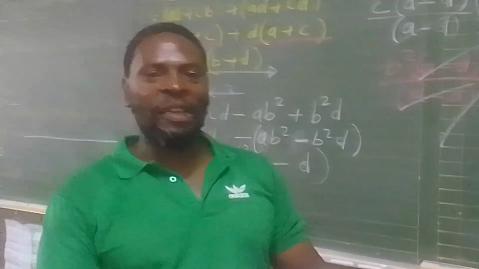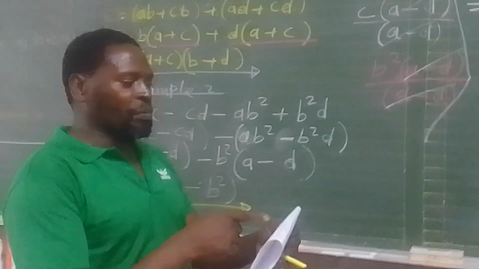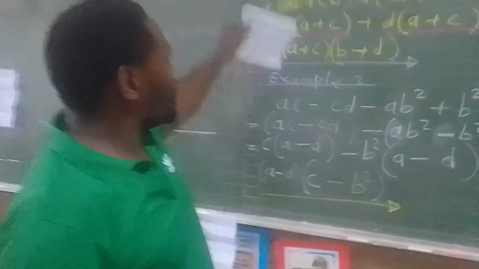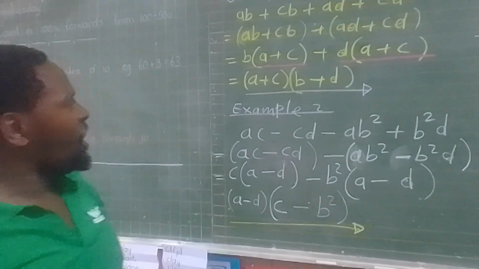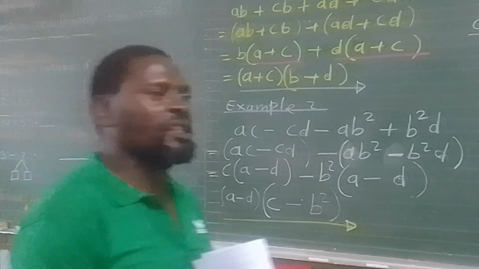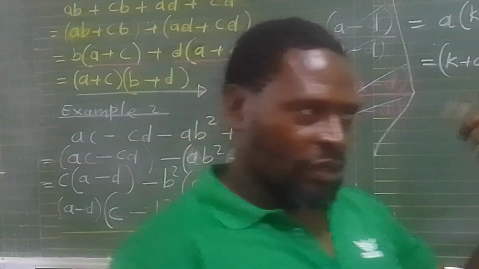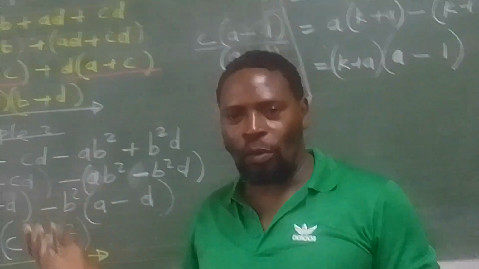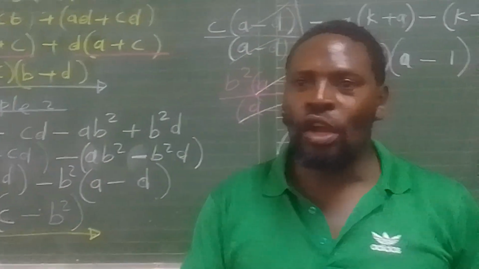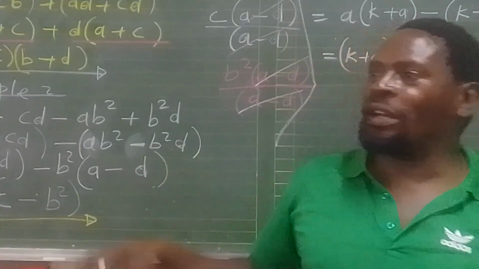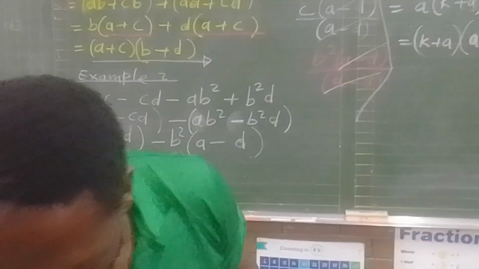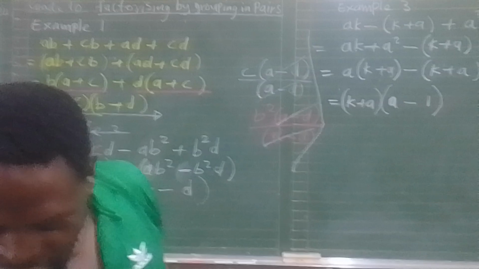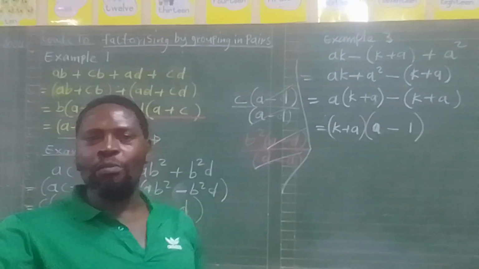Now, Britain, practice. Go text as many as you can and practice the grouping in pairs of the factorization. Now, I am going to challenge you. If you have any problem, just do not hesitate to inbox me, send me or drop me a comment so that I can see who needs more clarity on this. Remember what we have done. We have done from the beginning, we have done the multiplication of a binomial by a trinomial.